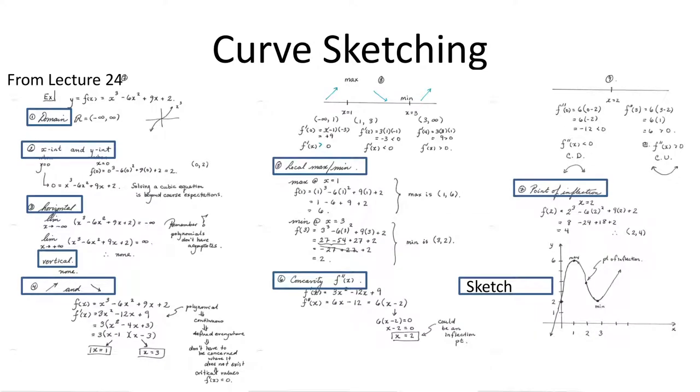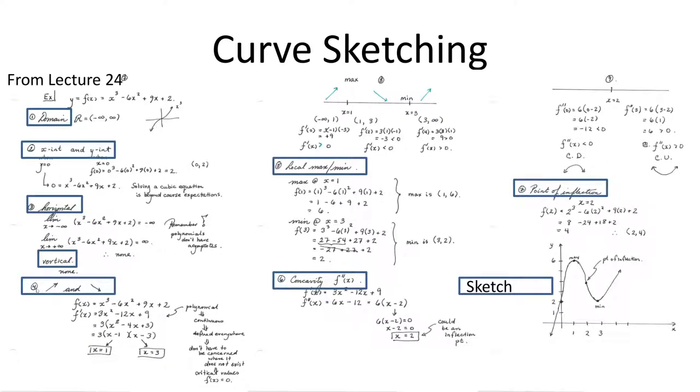Curve sketching is a section that we did, which covers a lot of concepts, starting from the domain of a function, which was part of our review at the beginning of our course. Number two, we have the x-intercepts and y-intercepts. We have the horizontal and vertical asymptotes. So again, this involves dealing with limits with infinity.